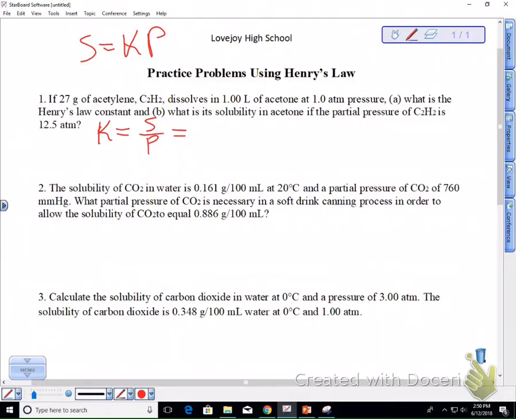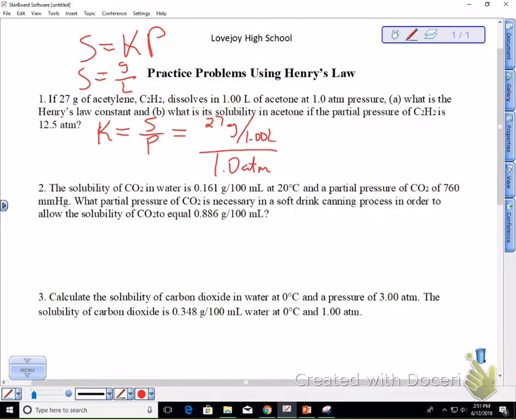Solubility is a term that quantifies how much of a solute is dissolvable in water. So typical units for solubility are in grams per liter. You could also have moles per liter. That's a molarity, also called a molar solubility. We'll talk more about those terms in AP chemistry, but for now, it's good for us to know that solubility is grams per liter. So for this problem, we have 27 grams divided by 1 liter, and then let's divide that by the partial pressure, which is 1 atmosphere.